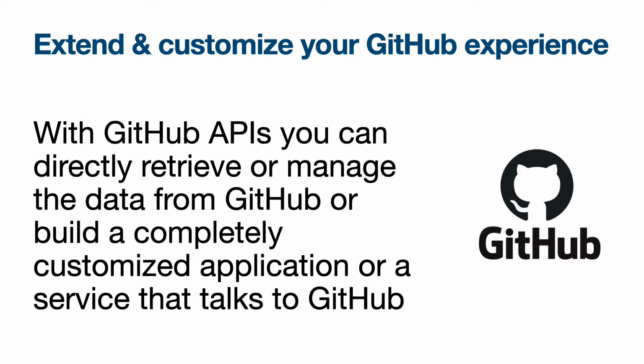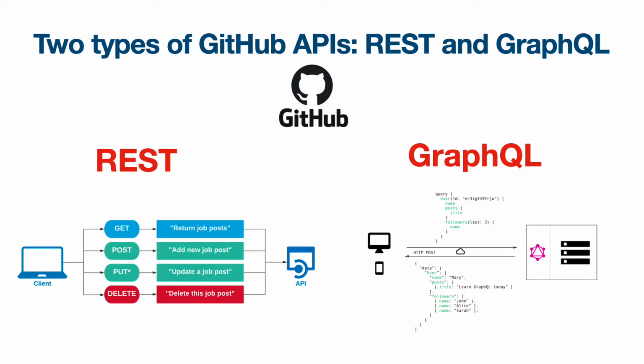Sounds confusing? Let's look at two fundamental API types that GitHub provides. There are two types of GitHub APIs. One is REST API and the other is GraphQL. Let's see what these are and how they're different from each other.